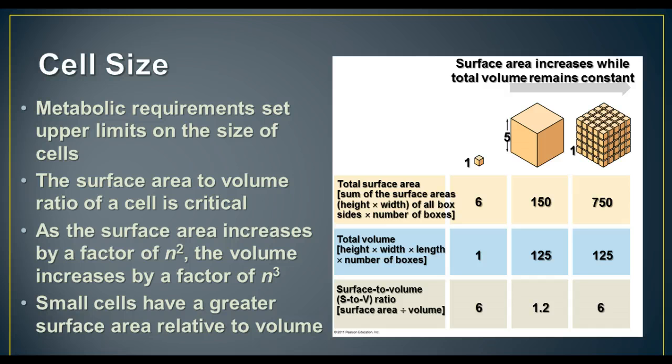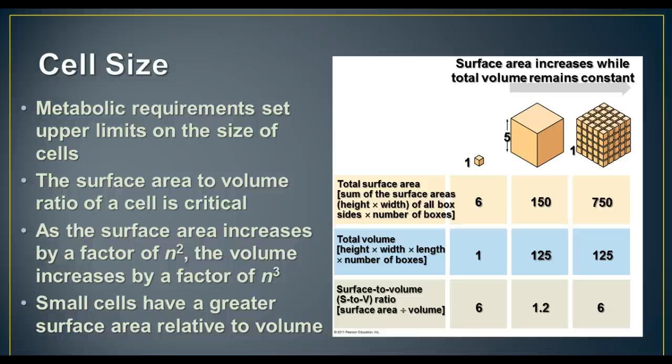Now, cells have different sizes, of course, and they do grow throughout their life. Remember from your first biology course that there are metabolic requirements that limit the size of cells. Remember, there comes a time when the surface area to volume ratio decreases to the point where it is difficult to transport needed materials in and out and to get rid of waste materials. And so it's related to the surface area to volume ratio.